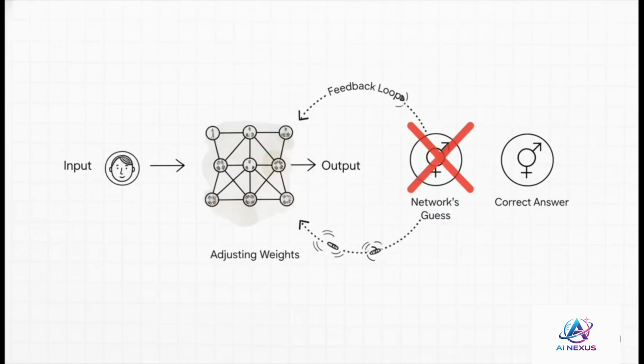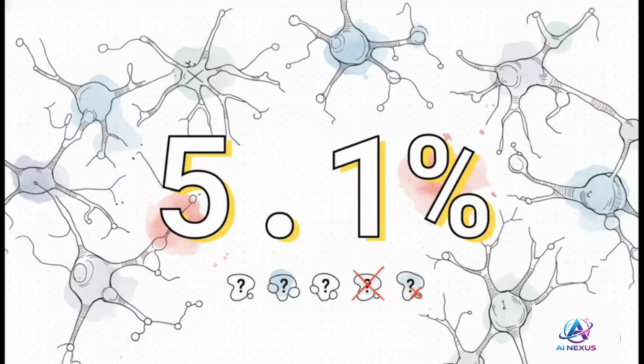So this process of learning is really just the network running through thousands of photos, making a guess, checking if it got it right, and then slightly adjusting all those little weights to make a better guess next time. It's a massive, system-wide process of trial and error. And the cool part is, we can actually measure how well it's learning. We measure this with something called an error rate.